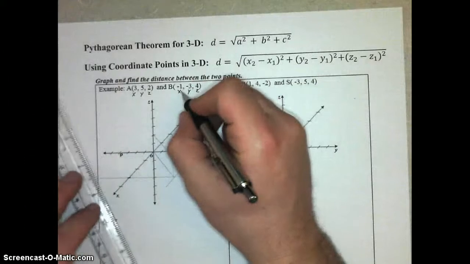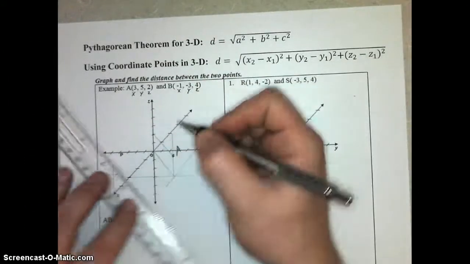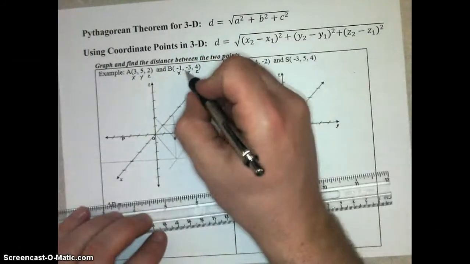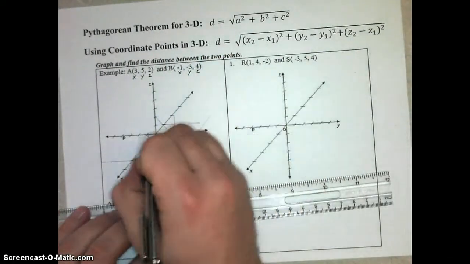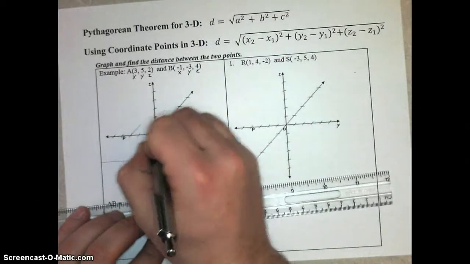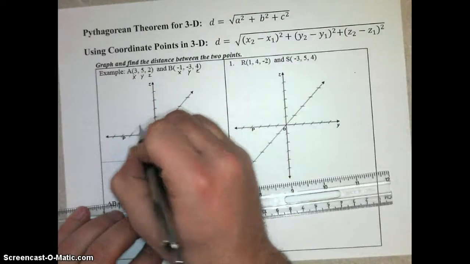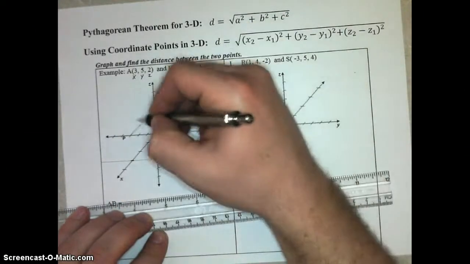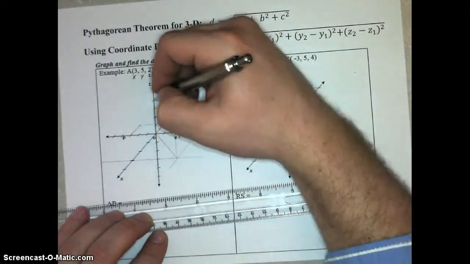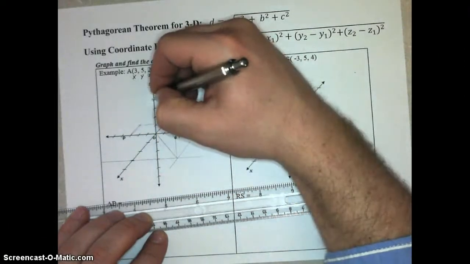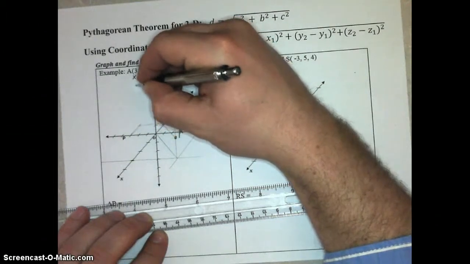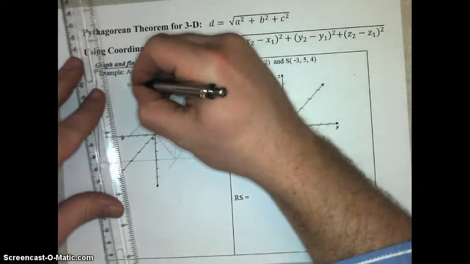And then B is at -1 for the x, and so I go back here to -1. And then -3 for the y value. It's back this direction, 1, 2, 3. And you get to where you can do this free-handed a little bit. And then +4 for z, so we're going to go up here. And that would be point B.